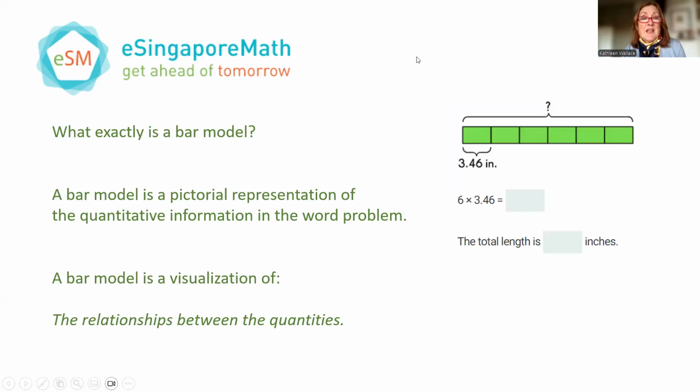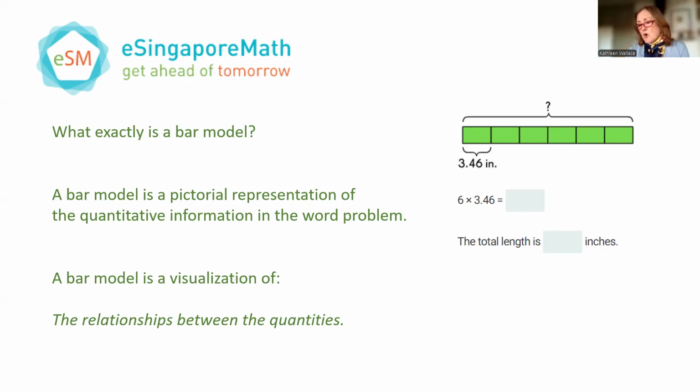So the first question that I want to make sure that everyone has answered and knows about is, what exactly is a bar model? Sometimes you hear people talk about them like bar graphs. This is something completely different. A bar model is a pictorial representation of the quantitative information in a word problem. A bar model, I like to say, is a visualization of the relationships between the quantities.